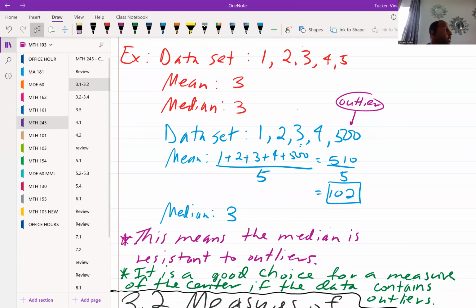So green statement, last statement for this section: it is a good choice for a measure of center if the data contains outliers. Talking about the median.